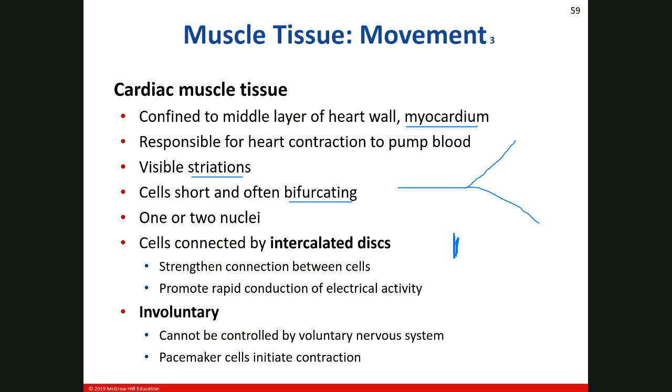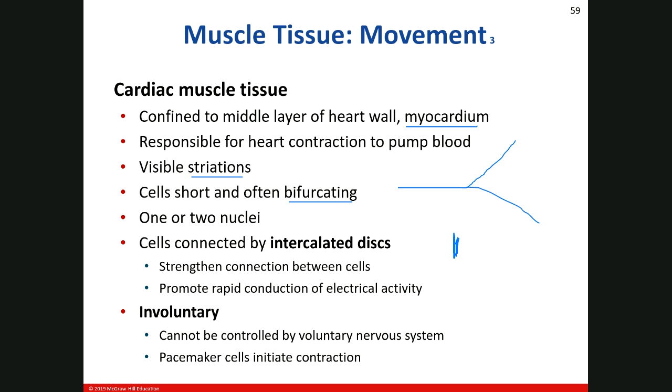So it increases the strength of the contraction and the stability of the actual muscle cells themselves. Because if you think about it, your heart is beating 24/7, so we have to make it as effective a pump as possible. And by having these intercalated discs, they're made up of two structures.